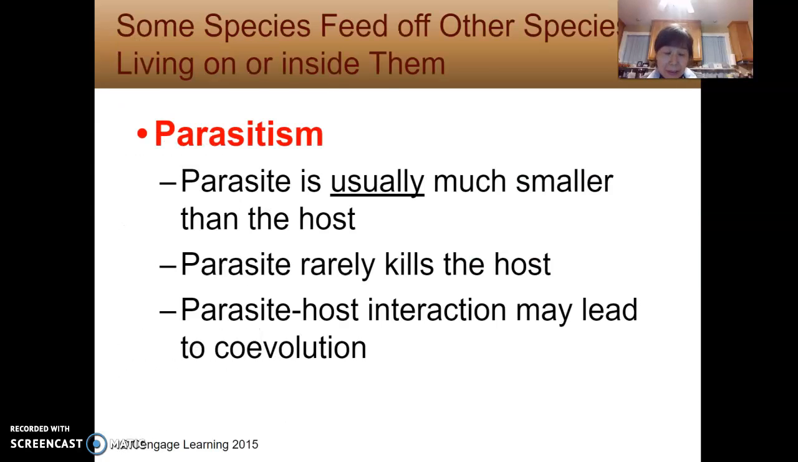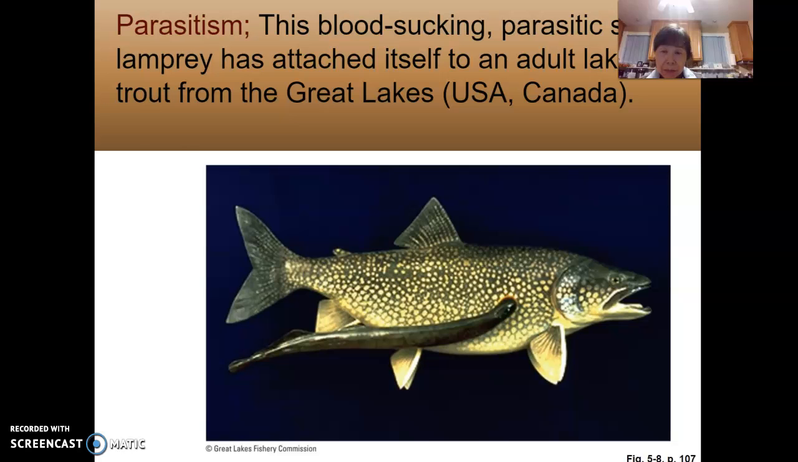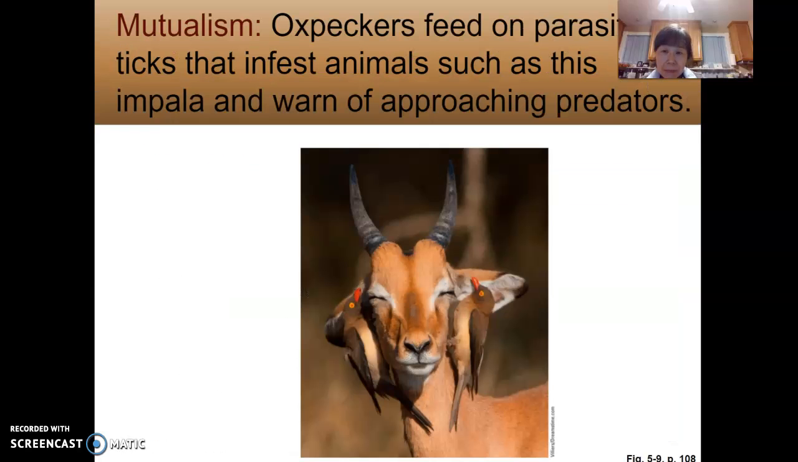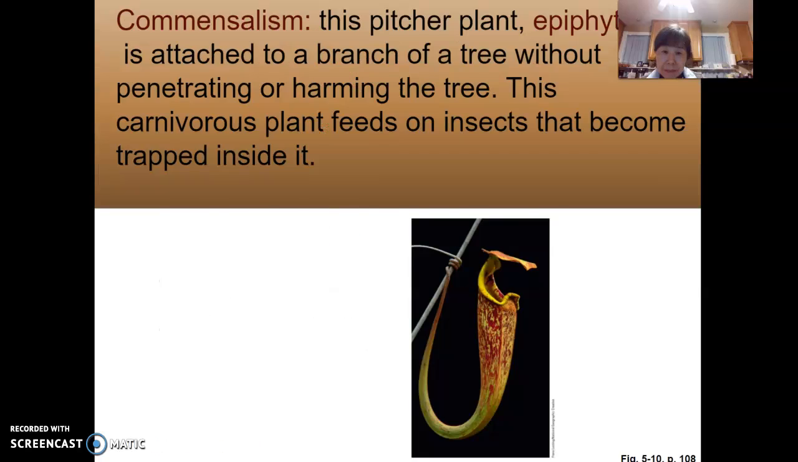And then parasitism, we have learned before, and then mutualism and commensalism.